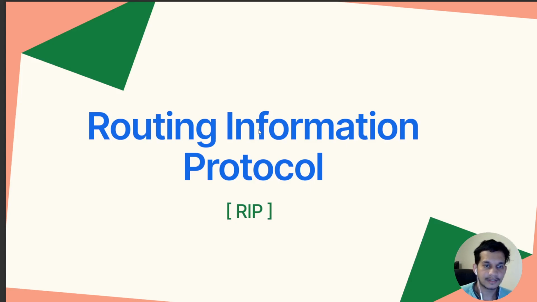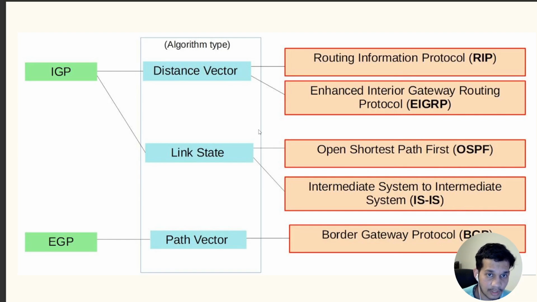So welcome back guys. In this video we are going to study about routing information protocol, which is called RIP, a dynamic routing protocol. In the previous video we saw the two types of dynamic routing protocol, IGP and EGP. In this video we're going to study about distance vector protocol and the routing information protocol.